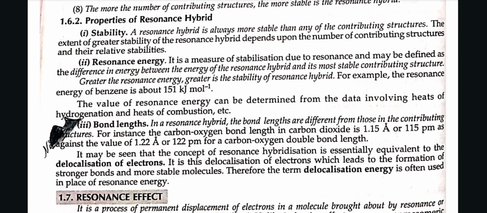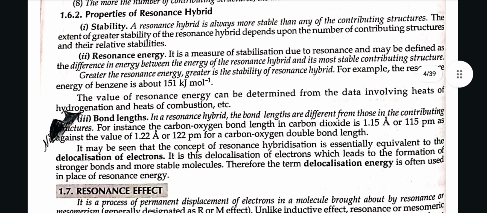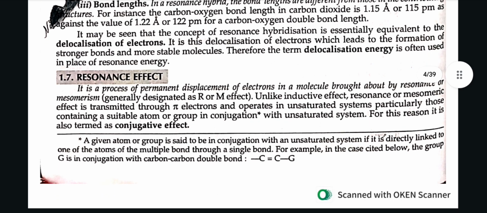It is delocalization of electrons which leads to formation of stronger bonds and a more stable molecule. Therefore, the term delocalization energy is often used in place of resonance energy. Resonance effect. It is the process of permanent displacement of electrons in a molecule brought about by resonance or mesomerism, generally designated as the R or M effect.